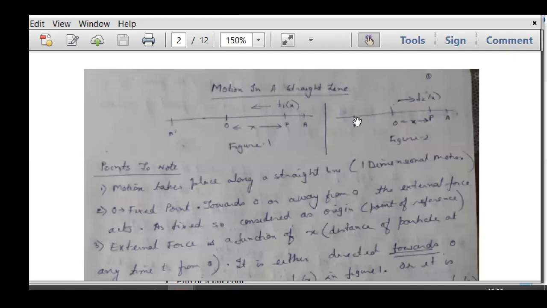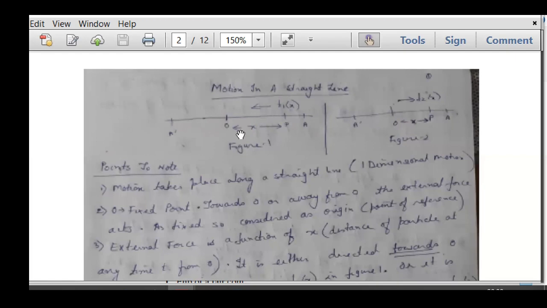Whenever we do any problem regarding motion in a straight line, that is one-dimensional motion, as you can see, the particle is moving along this straight line. When the particle is moving along this straight line, no matter in which direction, either in this direction or in this direction, what is changing with time? The distance of the particle from this fixed point is changing with time. So there is only one parameter which is varying with time. So it is a one-dimensional motion.